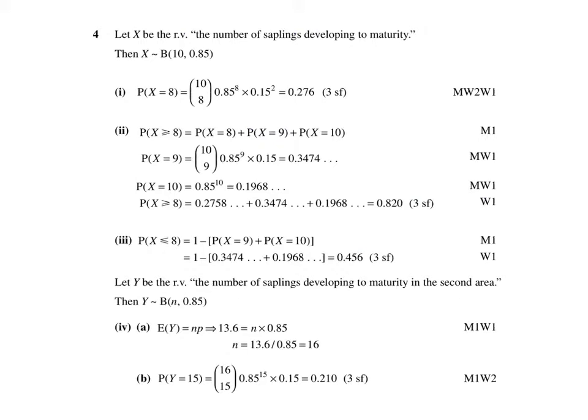In the mark scheme, we can see that they've used the column notation instead of NCR. You can use any notation for a binomial so long as it's valid.